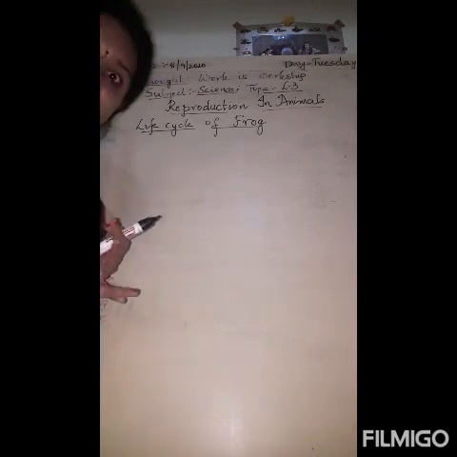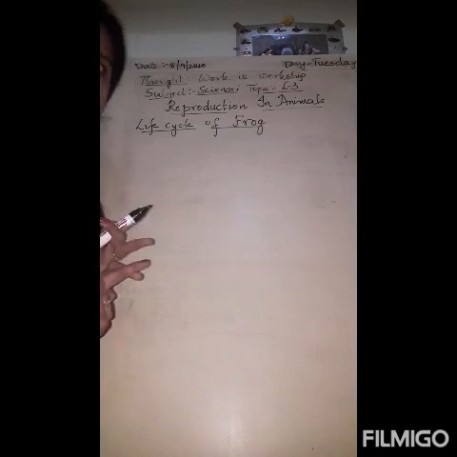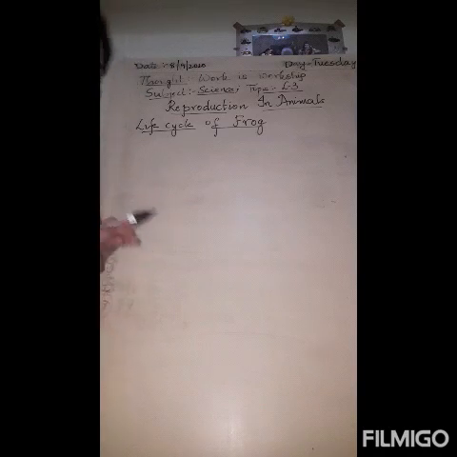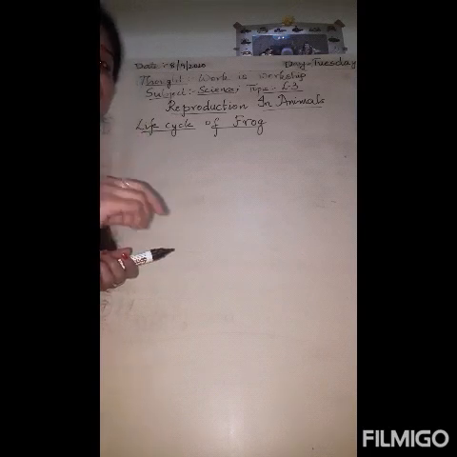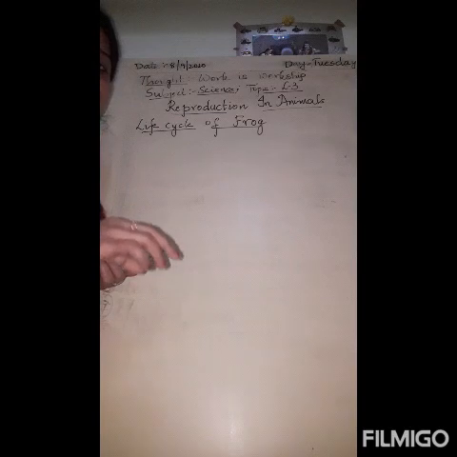The first stage is egg. The second stage is caterpillar. The third stage is pupa. The fourth stage is adult butterfly. Yes or no? So, in today's class, we will be learning about the life cycle of a frog.